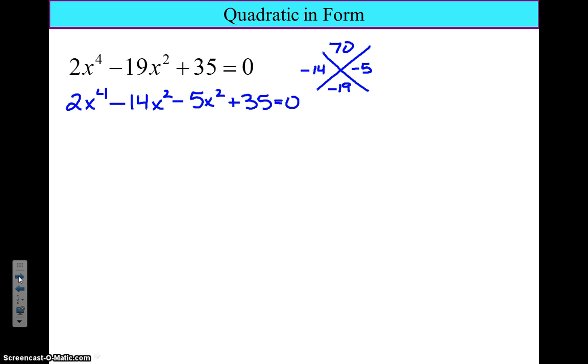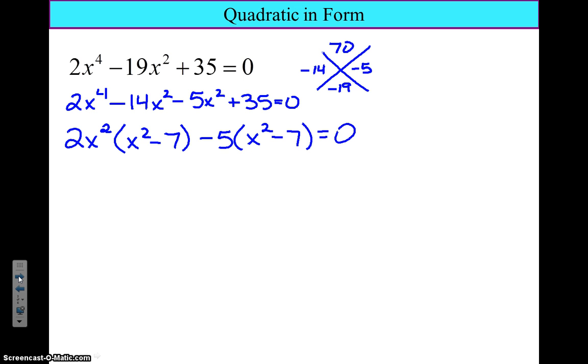We're going to now group and take these first two terms and group them. If I look at a greatest common factor in that group, I would have a 2x squared, and that leaves me with x squared minus 7. If I look at my second group, I can take out a negative 5, and that leaves me with x squared minus 7. So then my factors would be 2x squared minus 5 and x squared minus 7.